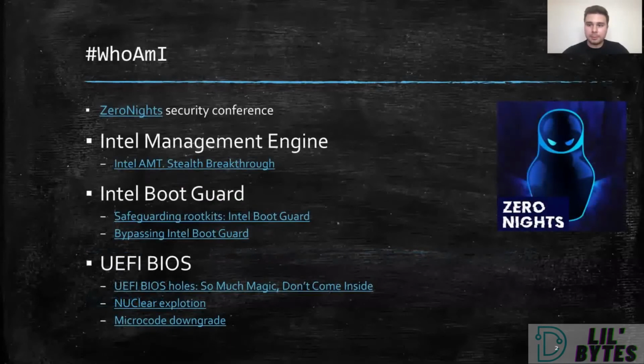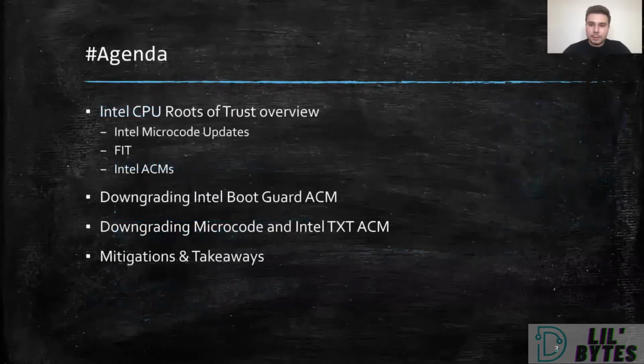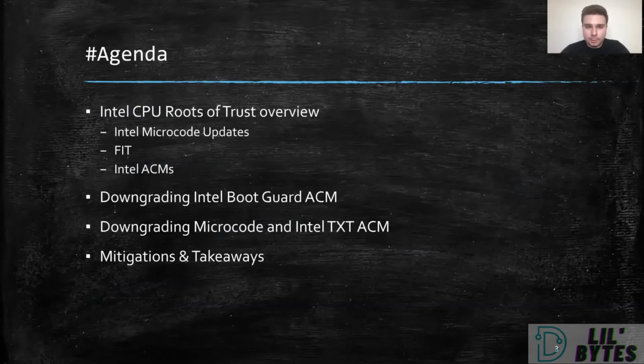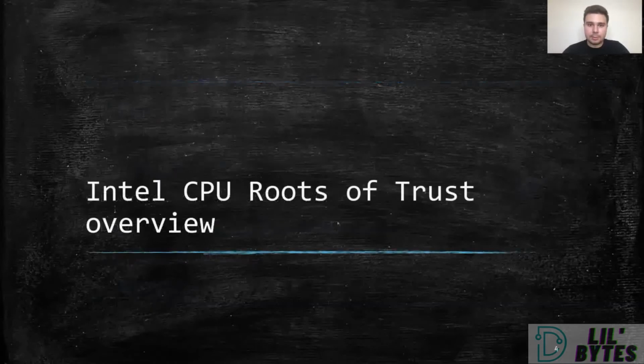A few words about myself as a start. I've been researching x86 platform security for quite a long time. This work covers subjects like Intel Management Engine, Intel BootGuard, and UEFI BIOS security. Today we're going to talk about issues in low-level Intel architecture components such as microcode and authenticated code modules. We'll see how these issues can be discovered and exploited. And also we'll talk about possible mitigations for such attack surface.